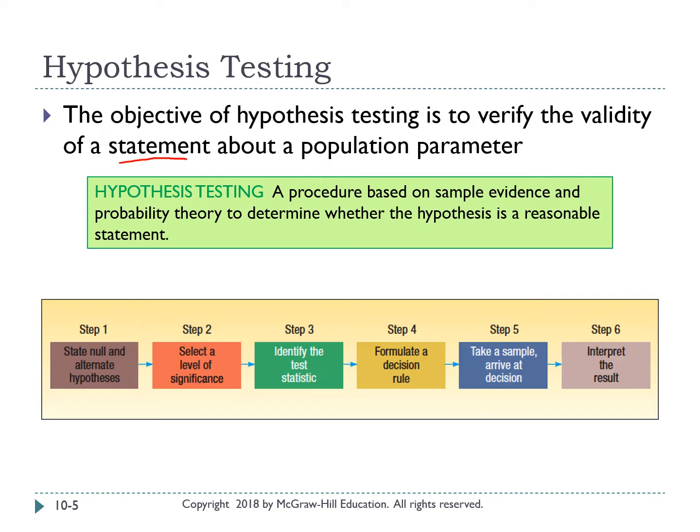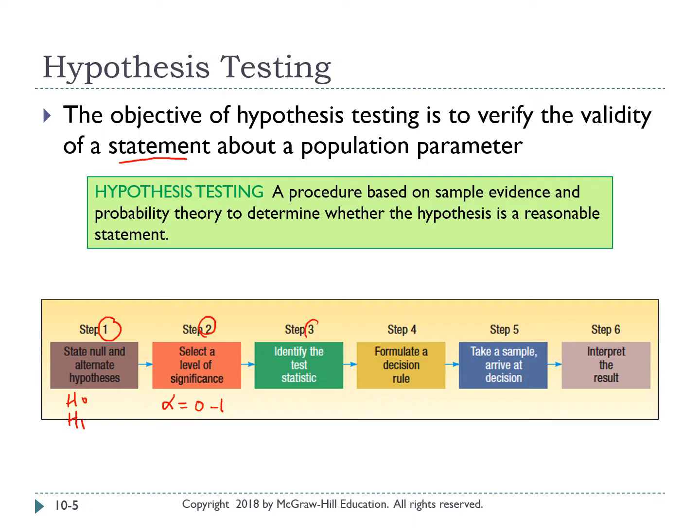So in order for us to verify or validate our statement about the population parameter, we have to conduct 6 steps in hypothesis testing. Step number 1, we have to state the null hypothesis and the alternate or alternative hypothesis. So you have to write your H null and H1. H1 here refers to your alternate hypothesis. Step number 2, we have to select the level of significance. The level of significance can be represented by alpha. So your alpha can range from 0 until 1.